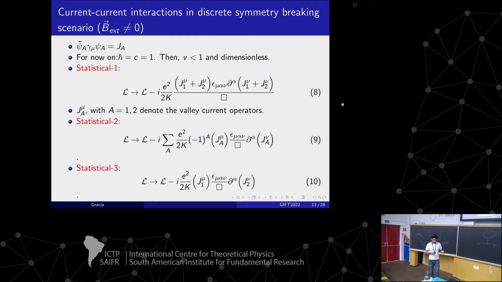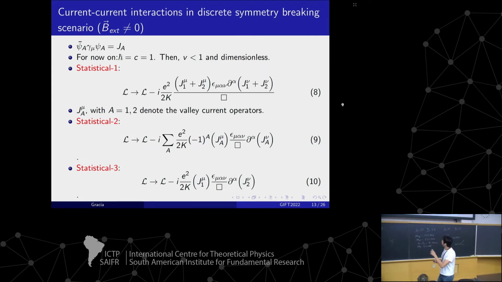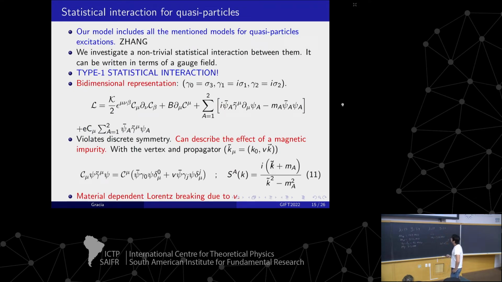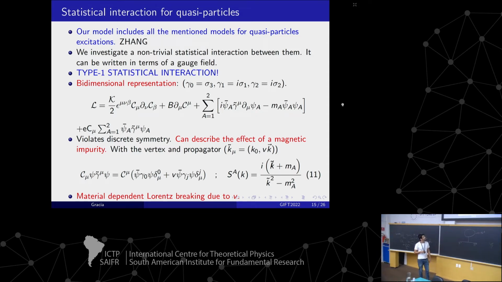I will show how to introduce the magnetic field in the later slides, okay? Then I put three possible kinds of interaction. We can use Gaussian integration and introduce some bosonic field to write this interaction in a, how can I say, in a local form, the model. It resembles the model used by Zhang when he talked about fractional quantum Hall effect. It's not our case, but there is an analogous structure between the theories.